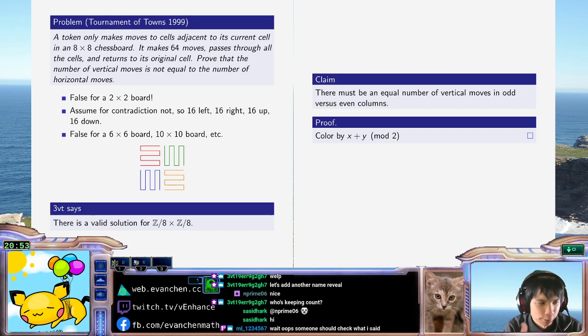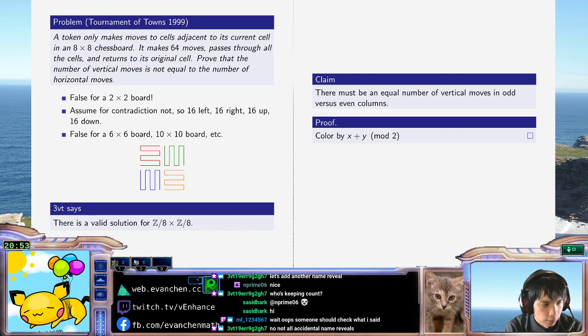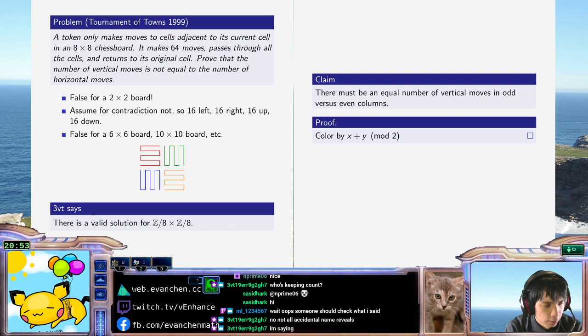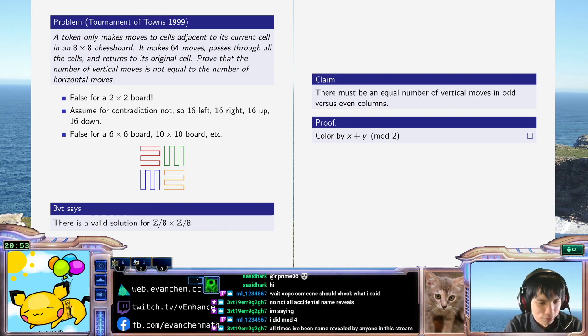Alright, so if you color by x plus y, I'm trying to parse. So you're coloring x plus y, are you taking a mod? Mod 4, alright. So when I color by x plus y mod 4, then why does that do anything?